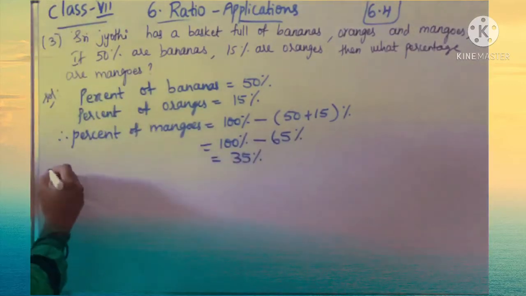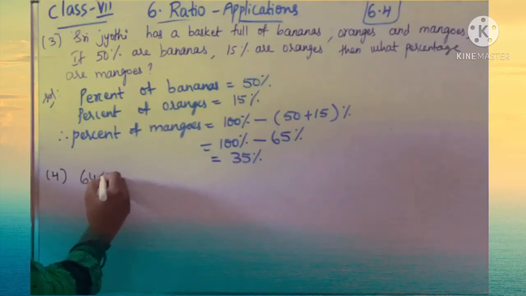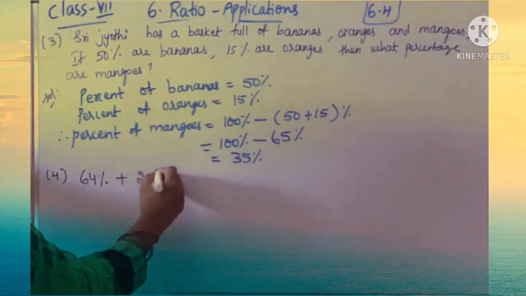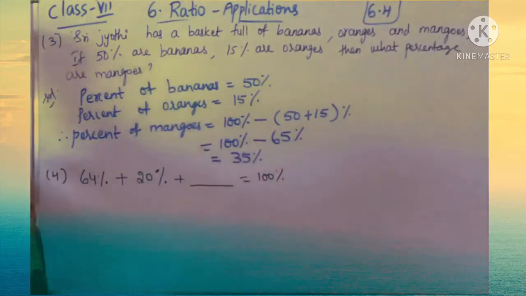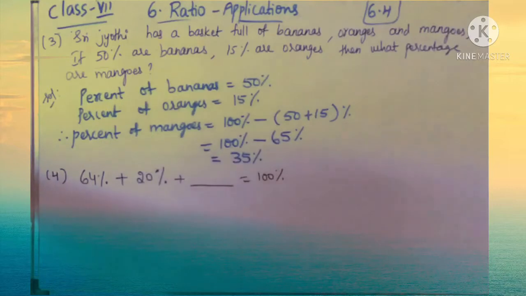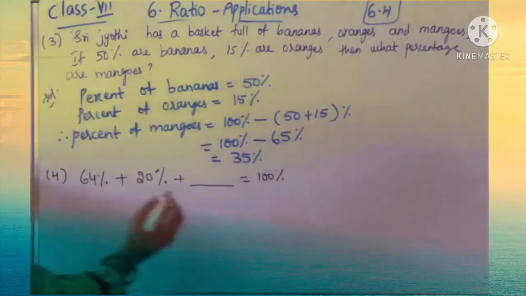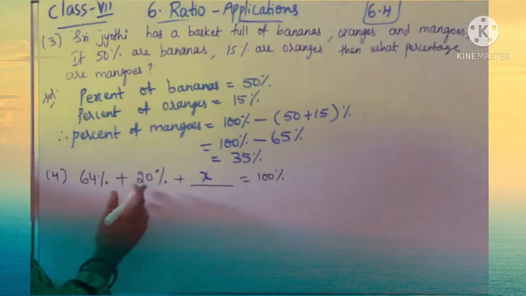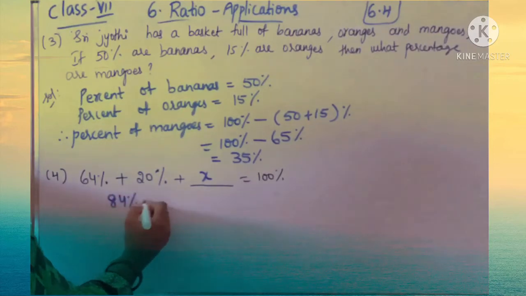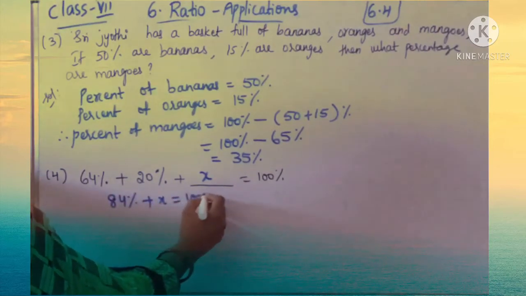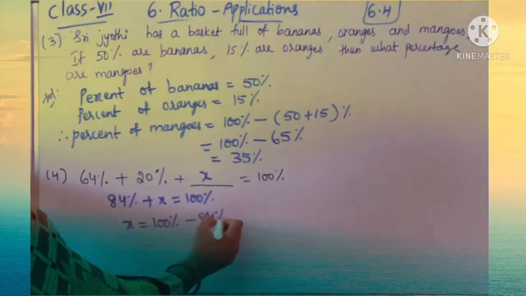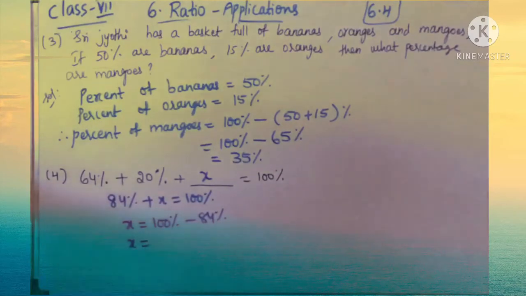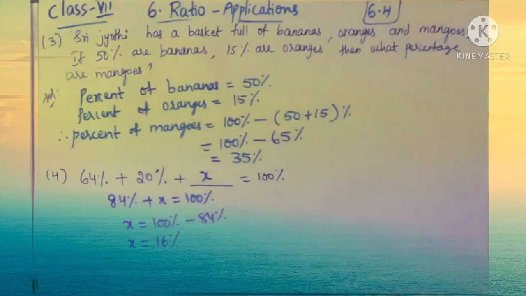Coming to the fourth question, children. The fourth question is also similar to this. They are asking 64% plus 20% plus dash equal to 100%. It is very easy. Here we need to find the dash, you can replace it with x. So 64 plus 20 is how much? 84% plus x equal to 100%. What is x now? 100% minus 84%. So how much is 100 minus 84? That is 16. So you will get 16% as the answer.